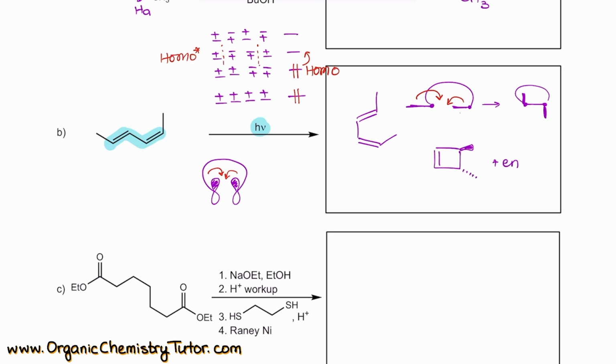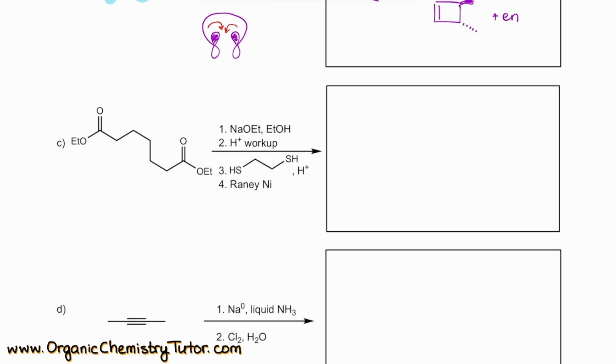Alright, so moving on to the next one, it looks like we have a long chain with two esters, and we are first working in basic conditions. Whenever we are subjecting an ester to basic conditions, that is likely going to be a Claisen, or like what we have in this case, a Dieckmann condensation. Oh, I cannot spell today. Dieckmann condensation.